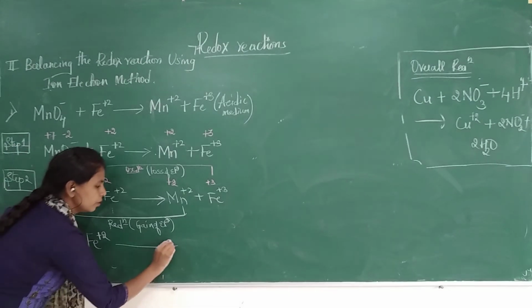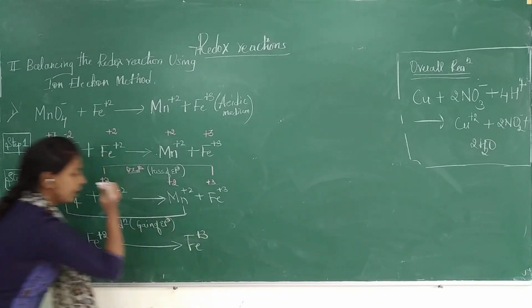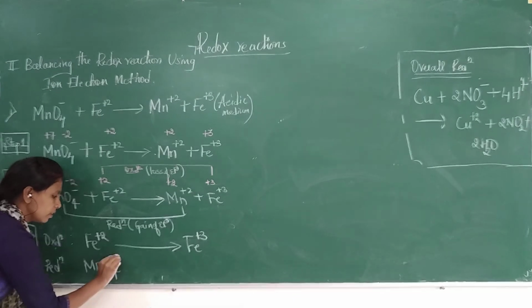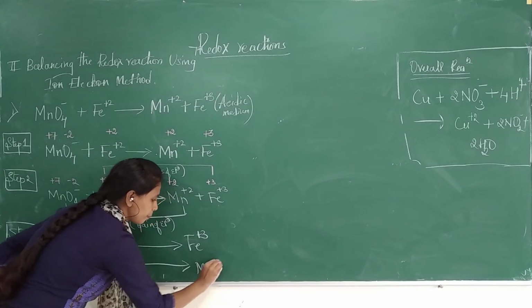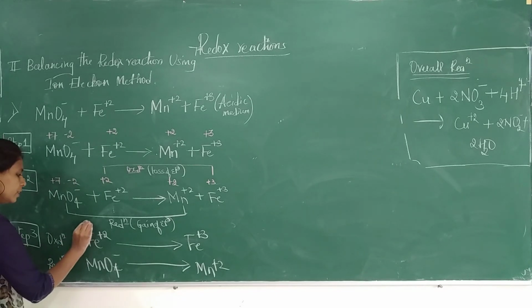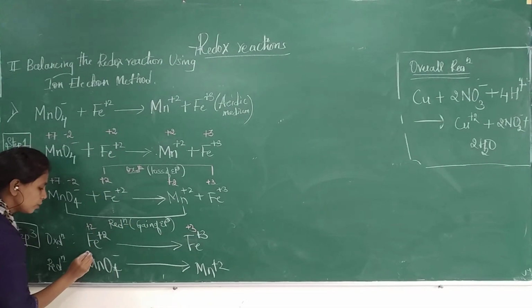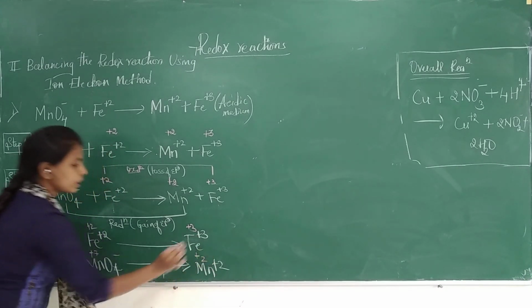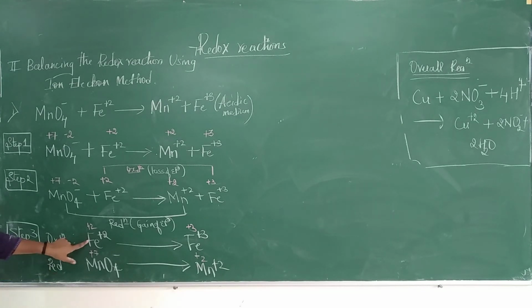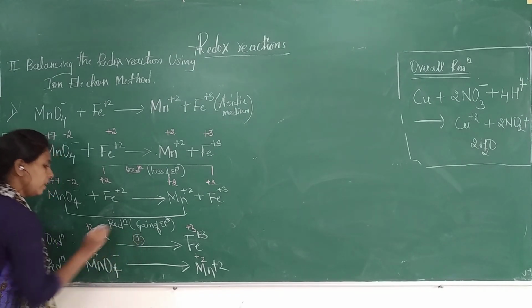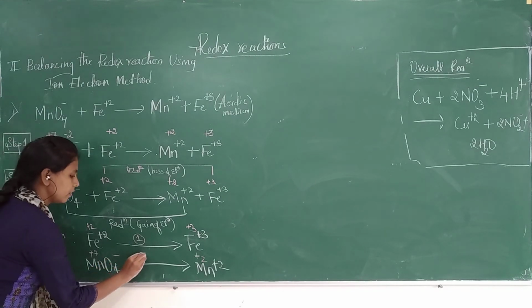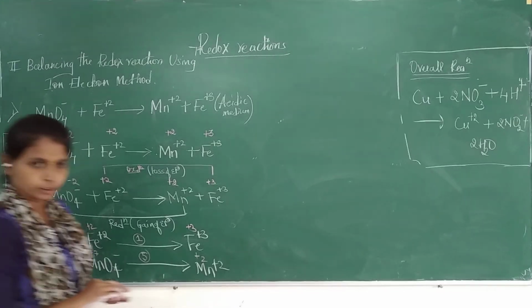Fe plus 2 changing to Fe plus 3. Reduction: MnO4 minus, which gives out Mn plus 2. Clear? So this is our oxidation and reduction half reaction. So now in this you are going to identify how many electrons are lost and how many electrons are being gained here. How many electrons are lost in an oxidation half reaction? 1. Okay. Now how many electrons are gained in a reduction half reaction? 5. So we will represent those electrons now.